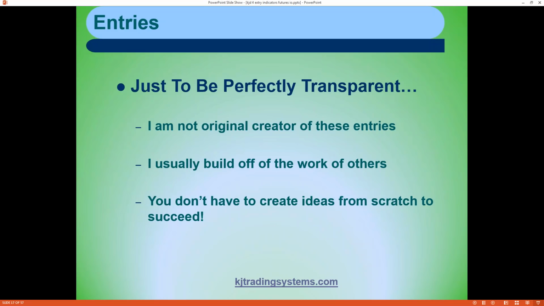You can take what's out there and modify it. You can take some of these and put your own little spin on them. But I just wanted to be transparent, because I don't want people to think, wow, he comes up with all these entries. No, I don't. I'm not the original creator.